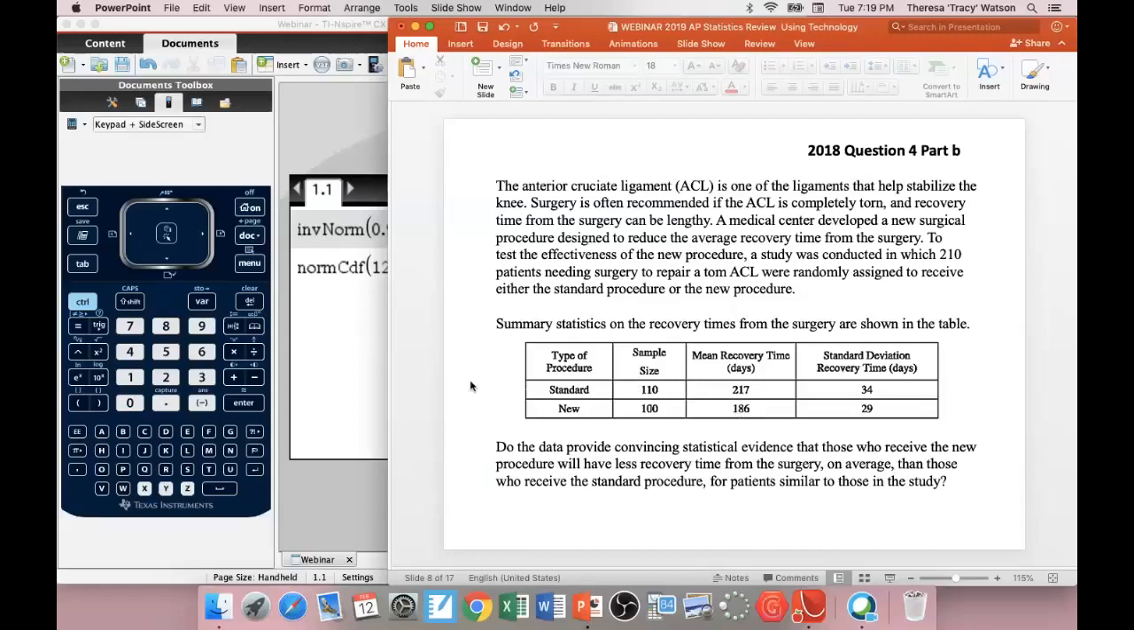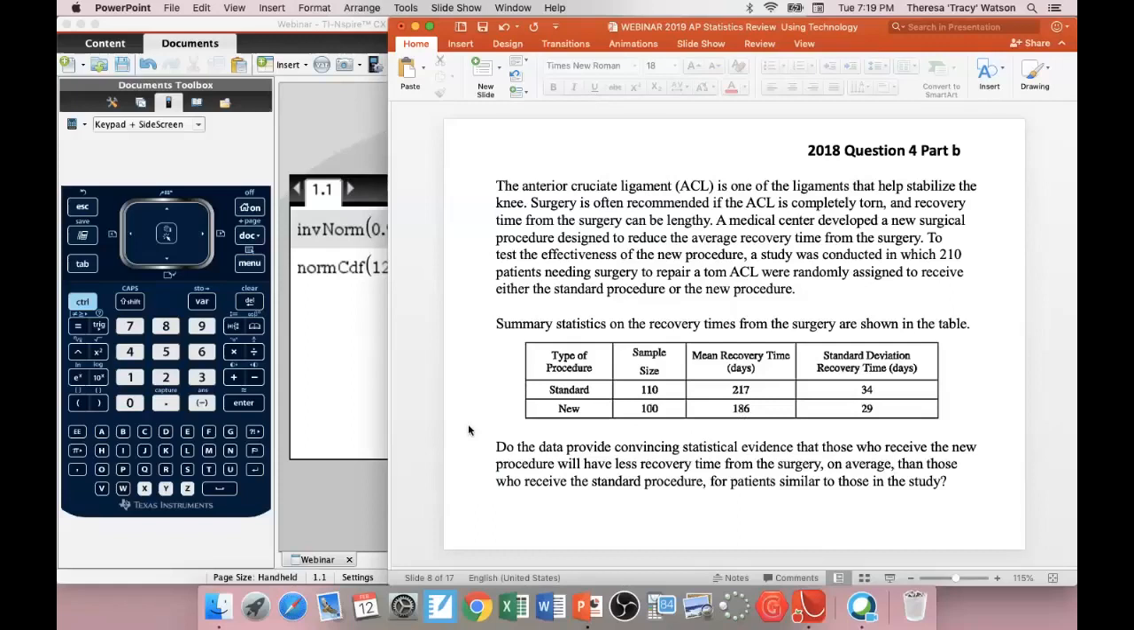And so our big question is, do the data provide convincing statistical evidence that those who receive the new procedure will have less recovery time from the surgery on average than those who receive the standard procedure for patients similar to those in the study? Okay, so when my students see that question, do the data provide convincing statistical evidence, they know we're running a hypothesis test. That's kind of their trigger.